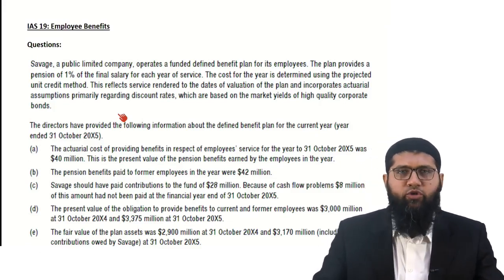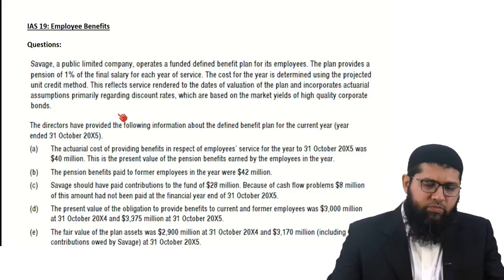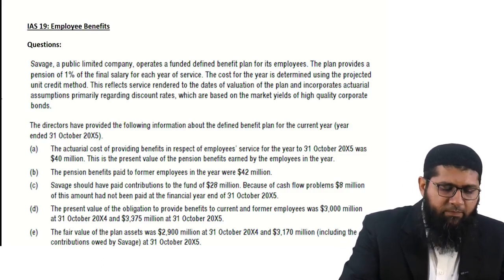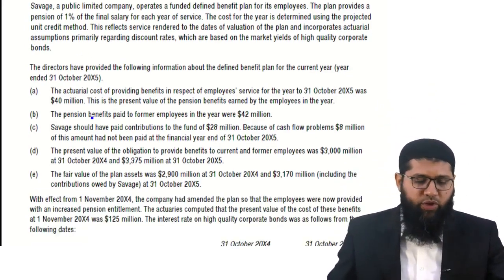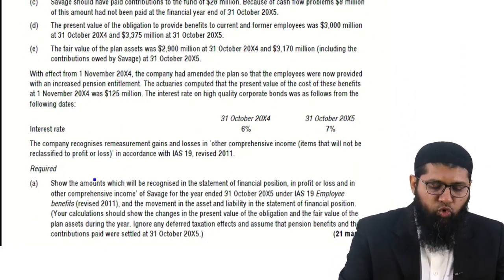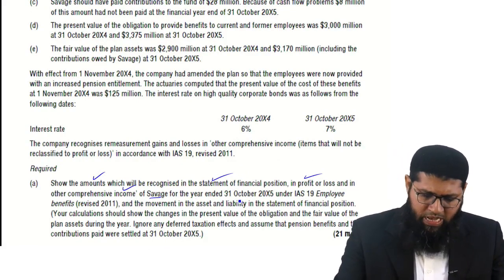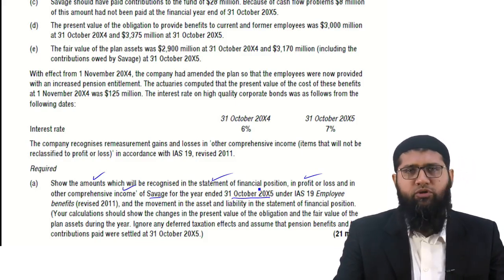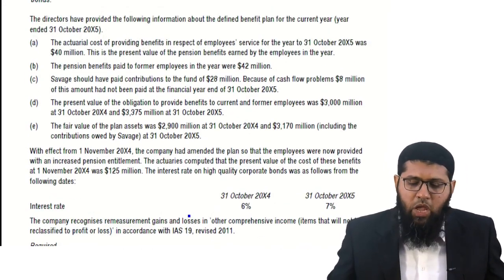Okay, we are now going to start some of the examination questions on IAS 19 employee benefits, and one of them is the question named Savage Company. This is from one of the past examination questions. The requirement is to show the amounts which will be recognized in the SOFP, in the profit and loss account, and in other comprehensive income of Savage for the year ended 31st October 2005 under IAS 19 employee benefits, and the movement in assets and liabilities in the balance sheet. Now, what information do we have?